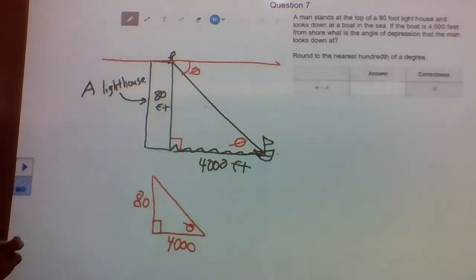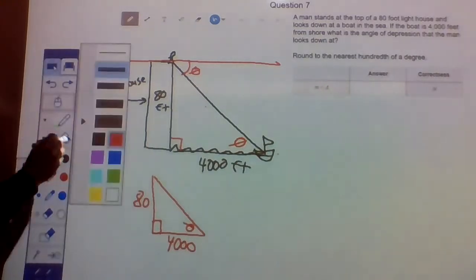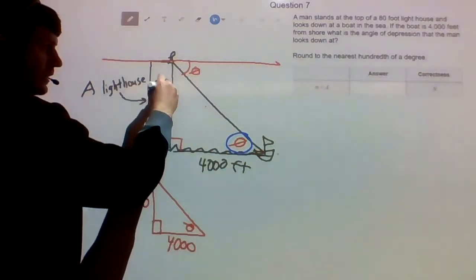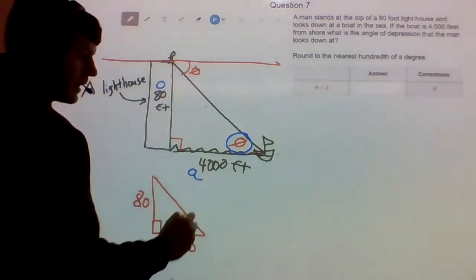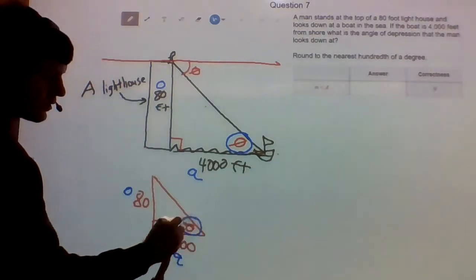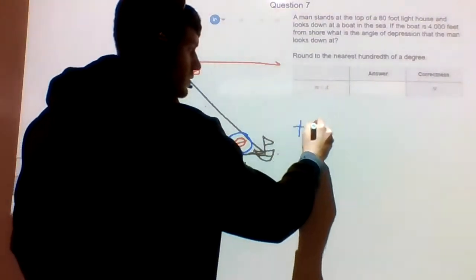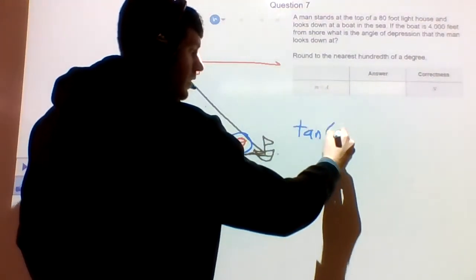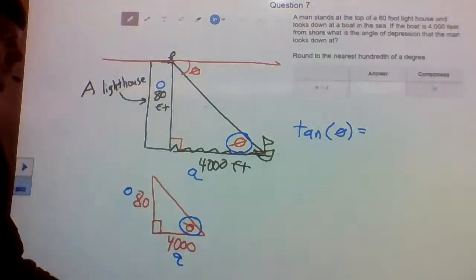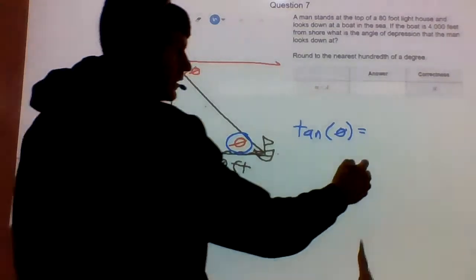So we want to use tangent, right? We need to circle the angle, label the sides. This 80 is opposite, 4,000 is adjacent, right? Opposite, adjacent. And so we're going to use tangent. So tangent of the angle, theta, is going to equal 80 over 4,000.